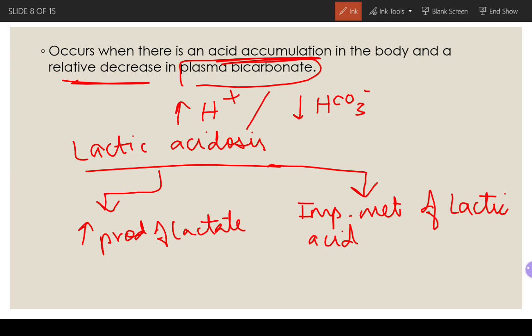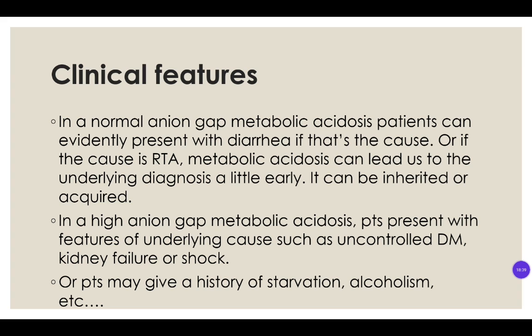Okay, so this can occur due to anything like drugs or toxins or even metformin, which inhibits the lactate metabolism in the liver. So these are the two types of lactic acidosis. And when you have a lactic acidosis, of course there's increased acid production in the body, the lactic acid, which can lead to metabolic acidosis and features. So let's move on to the clinical features.